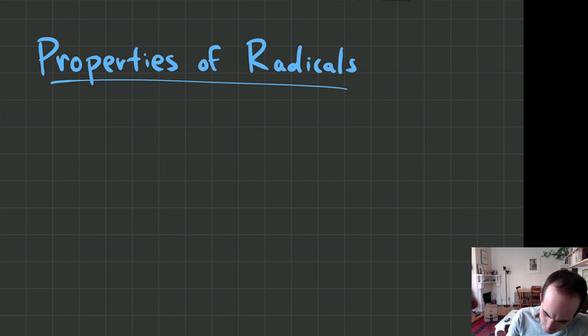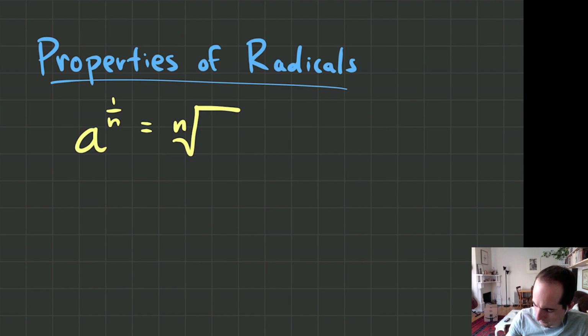First of all, we have this property that a to the power of 1 over n, so if I have an exponent that's a fraction, this is equal to the nth root of a. Okay, and there's a whole bunch of really cool things that you can talk about when it comes to fractional exponents, and it's something that we'll talk about as the days progress. But for now, this is all we need to know.